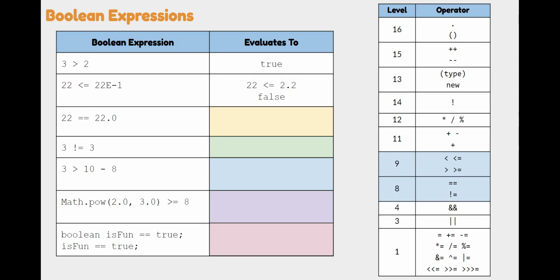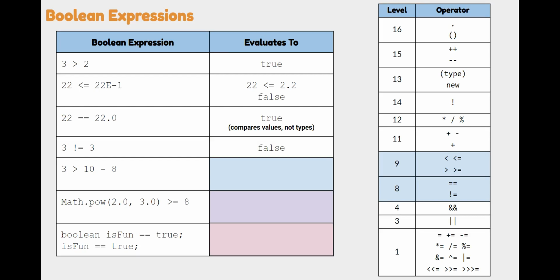Our next one is 22 is equal to 22.0. We see one number is an integer, one number is a decimal. Mathematically, they are equivalent values. Will this evaluate to true or false in Java? This will evaluate to true. We compare values, not data types. Our next Boolean expression is saying that 3 is not equal to 3. That will evaluate to false.